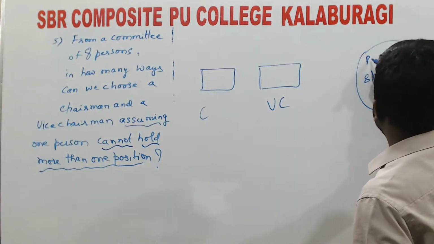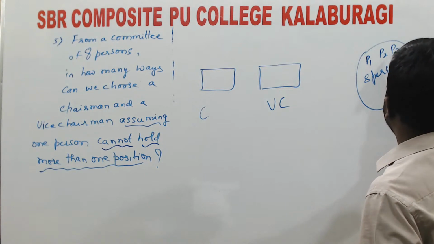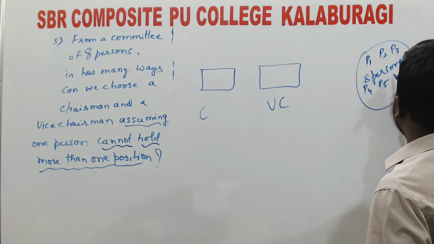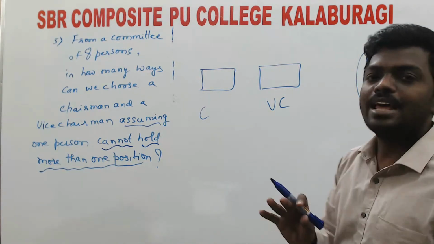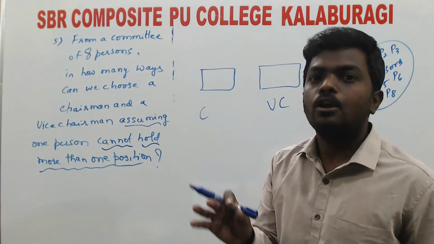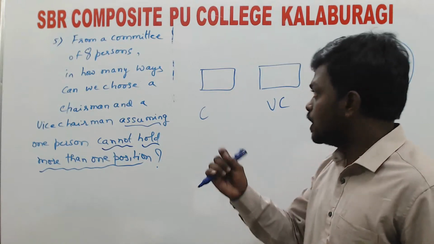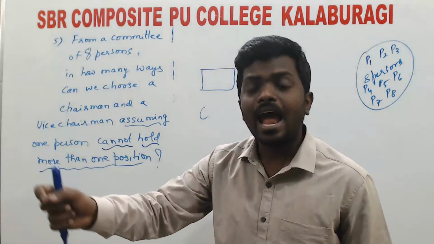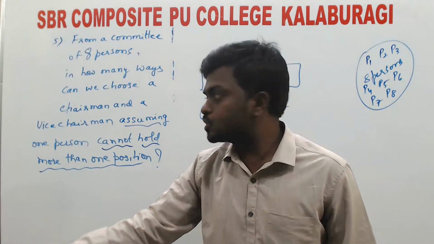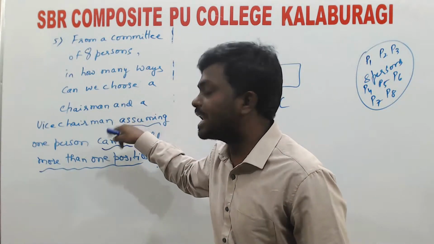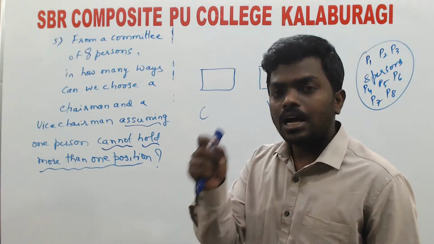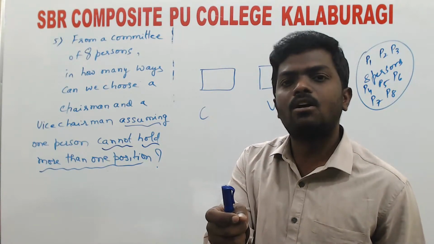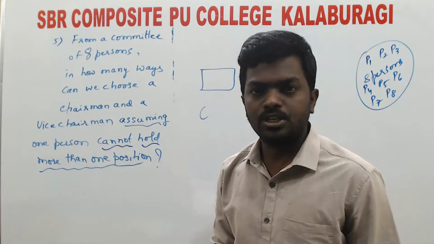So let me name them as P1, P2, P3, P4, P5, P6, P7, and P8, right? So there are 8 persons. Among the 8 persons, you have to pick a chairman and a vice chairman also, right? Is that clear? Assuming that a single person cannot hold more than one position.